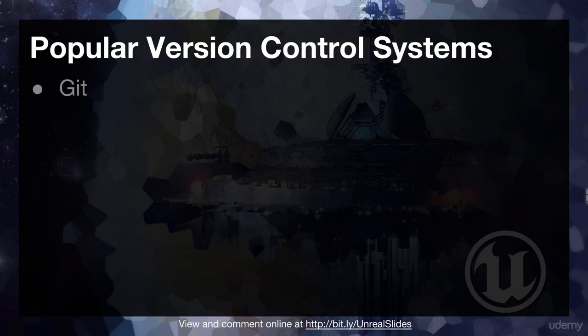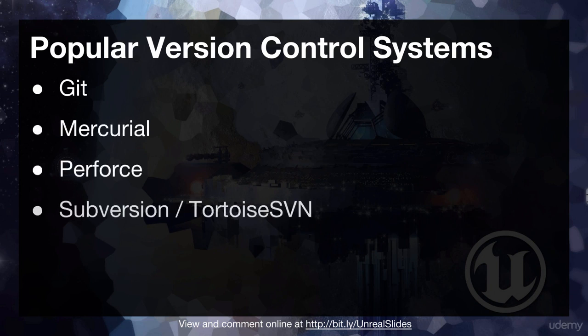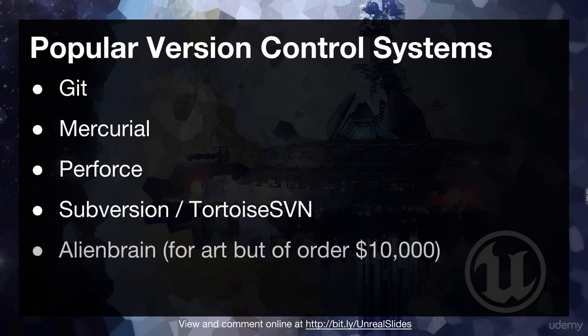There's a load of different systems out there. Git is one of the most popular and becoming more popular very fast. Mercurial is another. Perforce, Subversion, SVN for short, or Tortoise SVN. Or Alien Brain. This is great for art, and it's very good for things like seeing the difference between two different image files, etc. But it's of the order of $10,000. It's out of most people's budget, but it is worth considering if you're primarily wanting to control the versions of your art files.